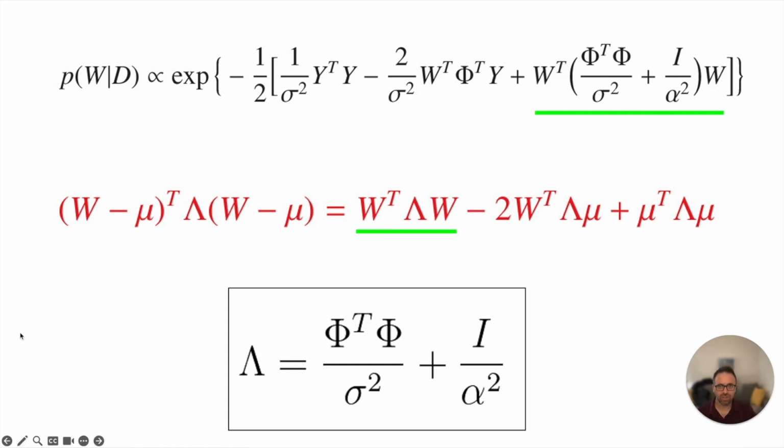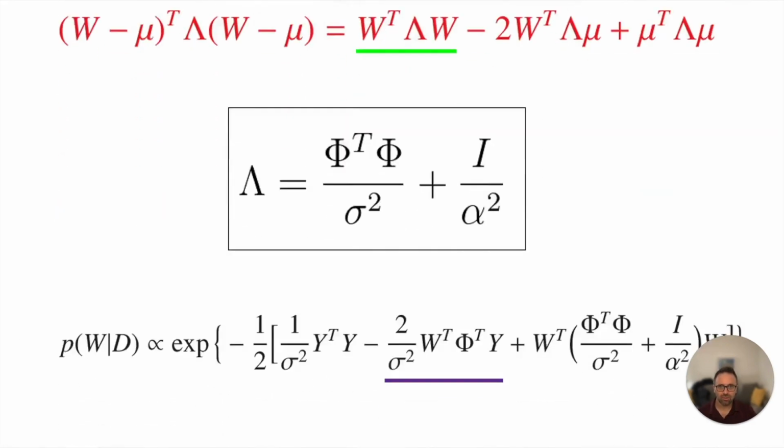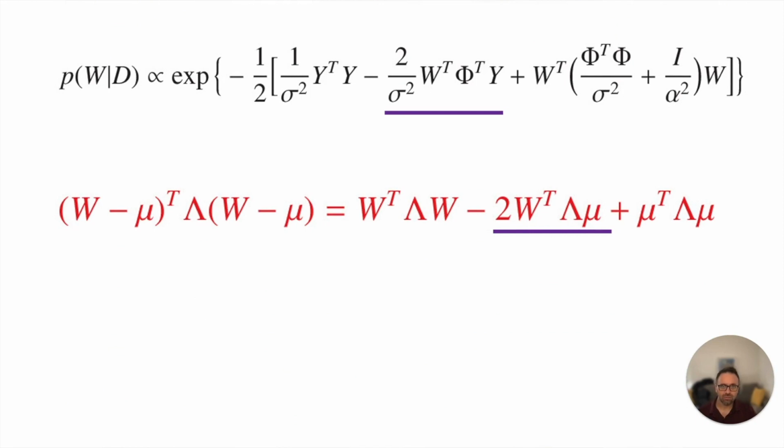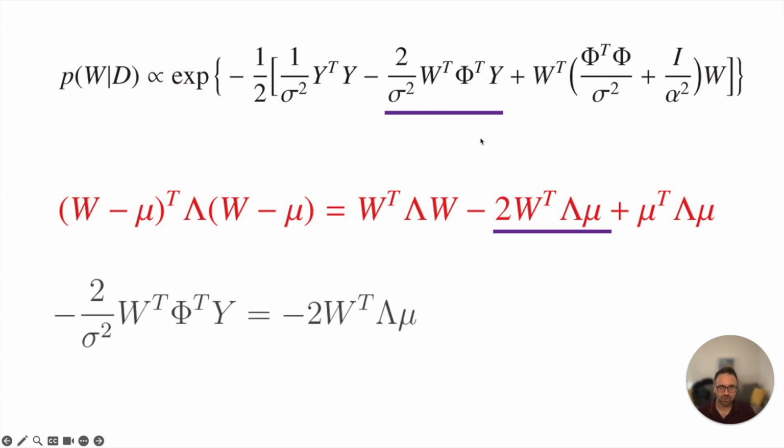Okay, so we already found lambda, and now we need to find mu. And for that, we assume that these 2 terms are equal. By the way, why these are equal? Because these 2 terms are the only ones containing W transpose. We don't have W transpose here or here, right? So we know that this is the only way to match these 2 equations is by matching these 2 terms as well. Okay, this term must be equal to this term.